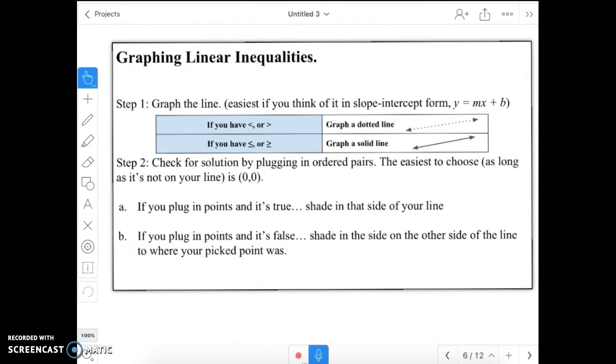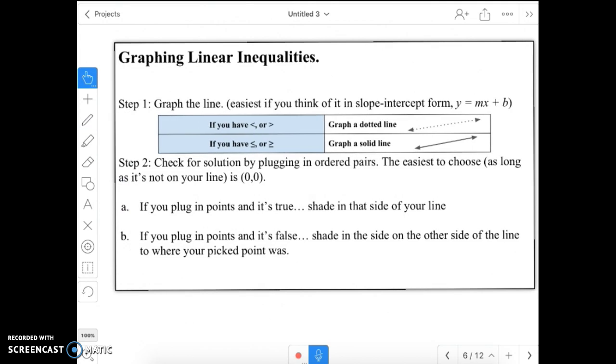All right, so jumping into graphing these linear inequalities. Our first step is to get our equation in slope-intercept form. As you just saw a lot of examples of, we can figure out if a point is in the solution set without having the equation in slope-intercept form. However, if we're going to graph, it's a lot easier to graph things in slope-intercept form.